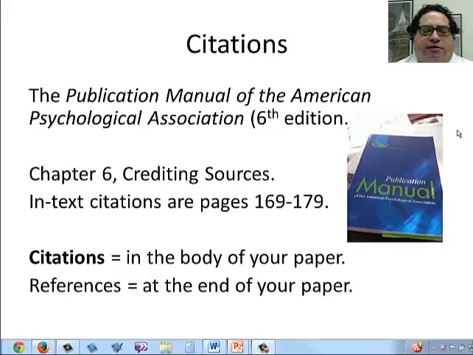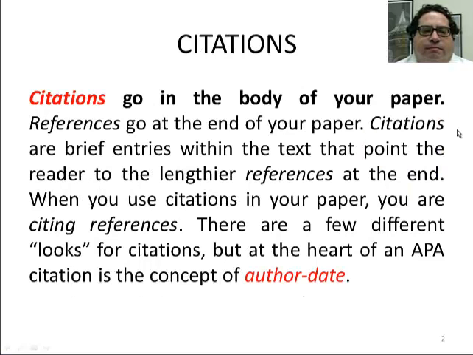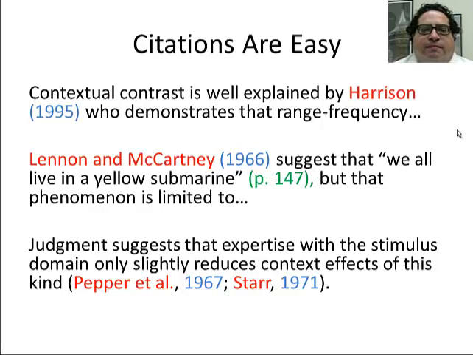The citations are the short entry in the body of the paper that point the reader towards the end of the paper. Again, citations are the things that go in the body. The references go at the end of the paper. The key to citations for APA is author-date. Remember, author-date, author-date, author-date. Sometimes you don't have an author and you have to go with the title or something like that. But author-date.